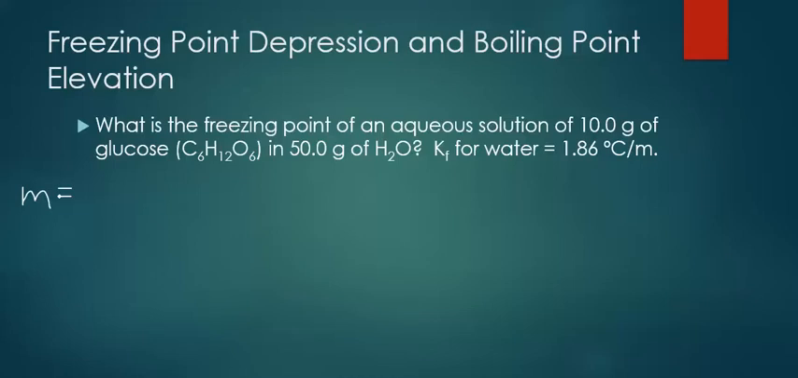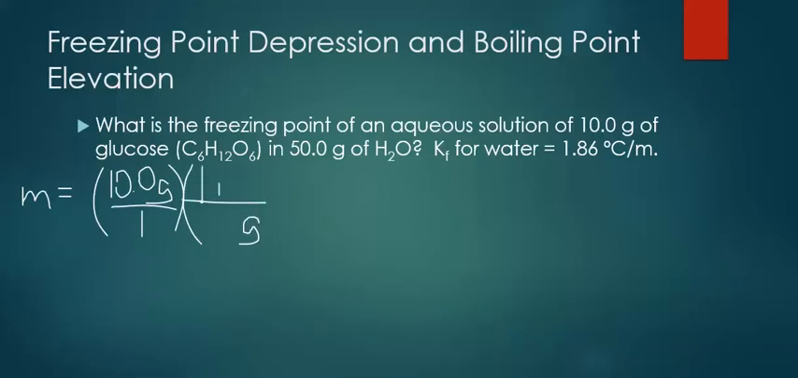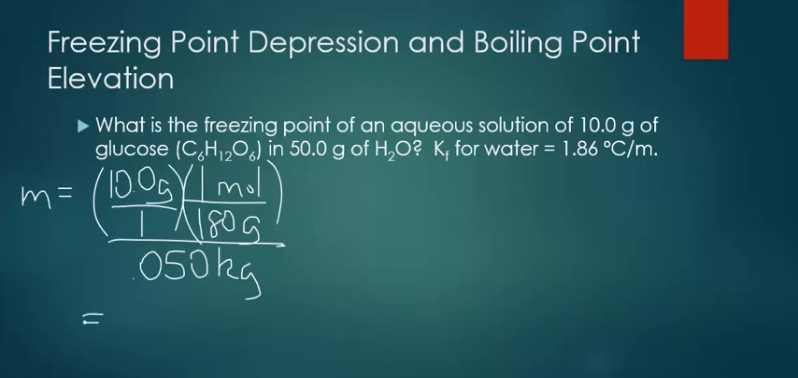Glucose is my solute, so I've got 10 grams. Need the molar mass of glucose because I need moles. Molar mass of glucose is 180, divided by the kilograms of water. 50 grams would be 0.05 kilograms. So my molality, when I divide, 1.11.